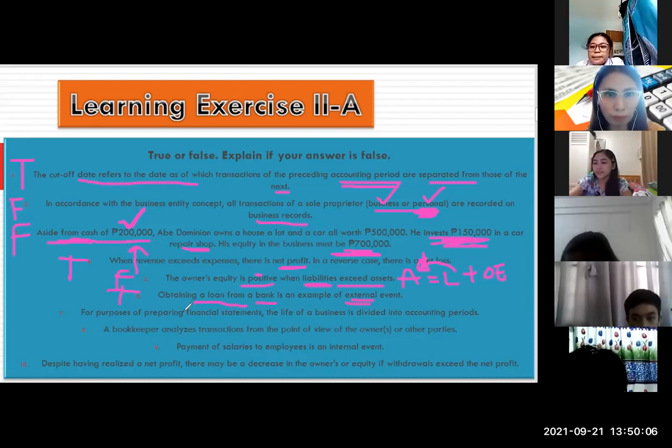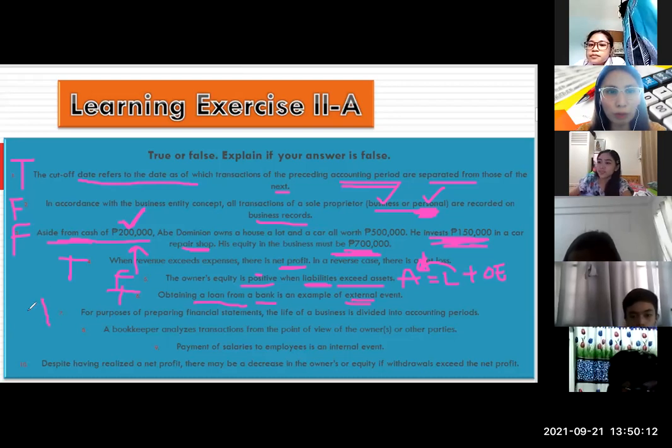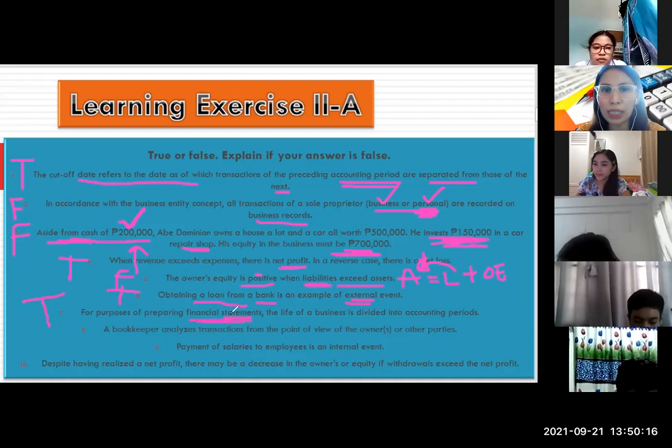For purposes of preparing financial statements, the life of a business is divided into accounting periods. True? Okay, correct. True. So we need to classify kasi the financial statements depending on the period. Okay, depending on the period. Kino-close kasi yan. Kaya may closing of books na tinatawag.